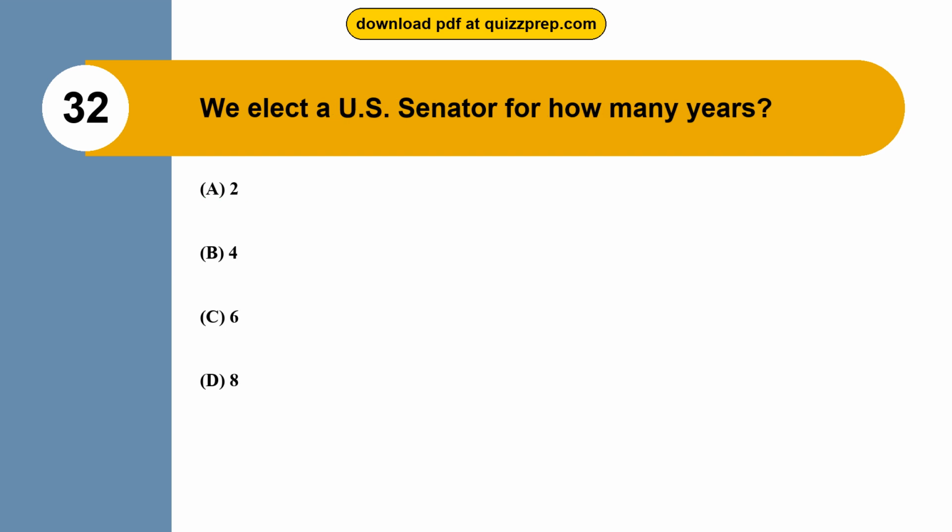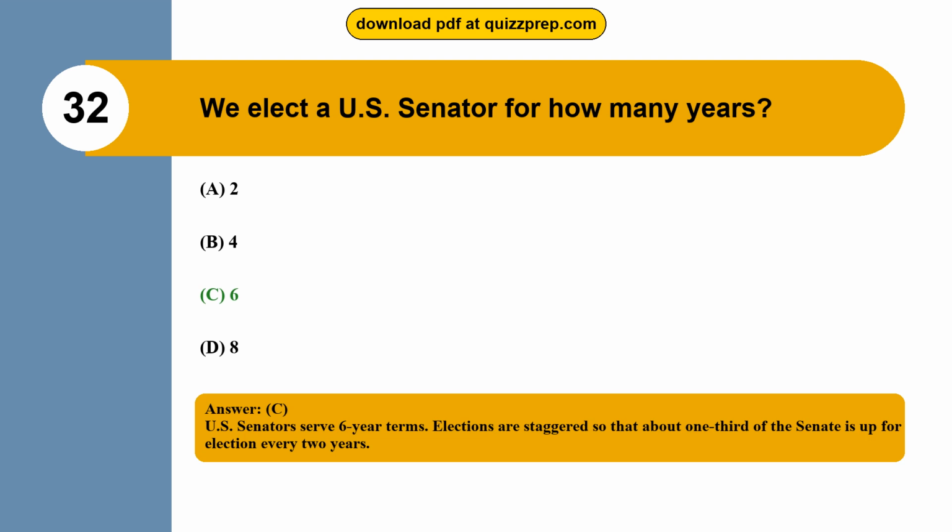Question 32. We elect a U.S. Senator for how many years? Option A 2, Option B 4, Option C 6, Option D 8. The correct answer is option C, 6. U.S. Senators serve 6-year terms. Elections are staggered so that about 1/3 of the Senate is up for election every 2 years.